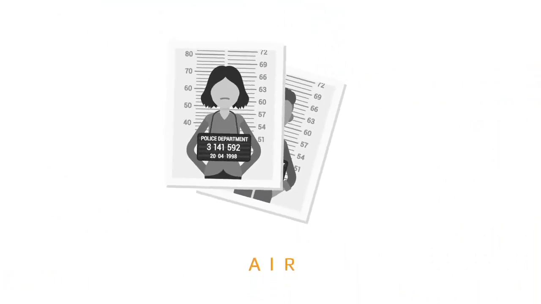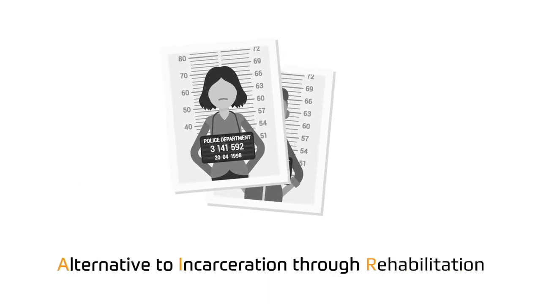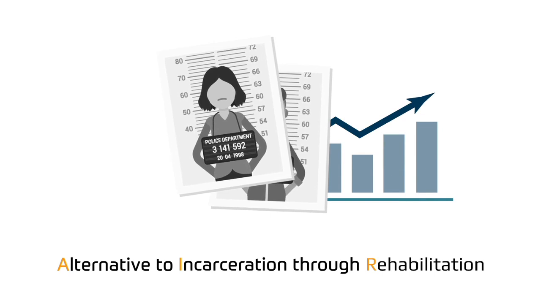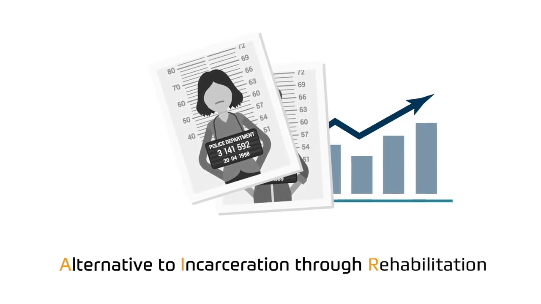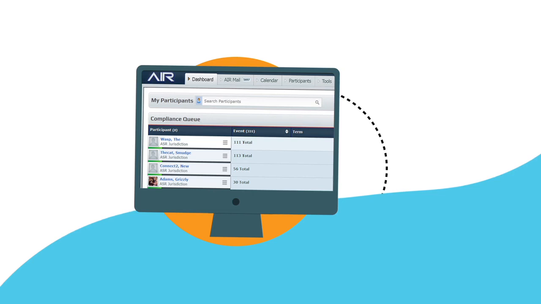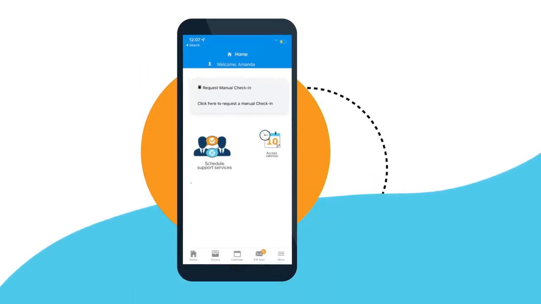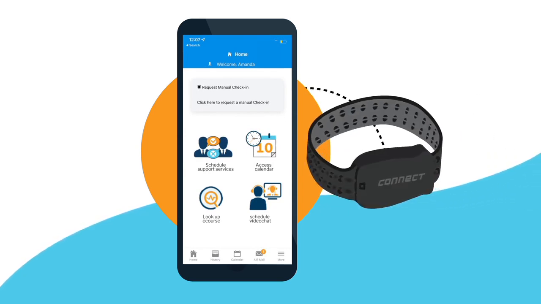AIR, which stands for Alternative to Incarceration Through Rehabilitation, is a suite of products that enable agency efficiency and participant success through evidence-based practices. The core components of this system consist of AIR Supervisor, a simplified reporting and monitoring dashboard for agency workers, AIR Mobile, a secure, configurable smartphone, and AIR Connect, a lightweight and tamper-proof tether that pairs via Bluetooth.